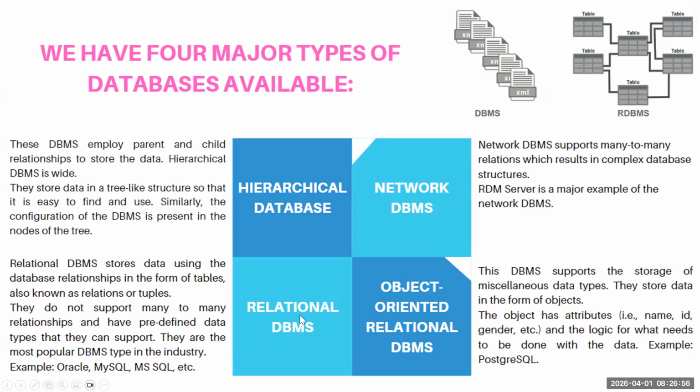But when you go for a relational database management system, as I told you, you are going to store your data in the form of tables. You have databases like Oracle, MySQL, SQL Server, where you store your data in the form of tables only. But in an object-oriented relational database management system, this DBMS supports the storage of miscellaneous data types that store information like names, IDs, genders, like attributes. Whenever you create the table structure, you can create different attributes to store your data.